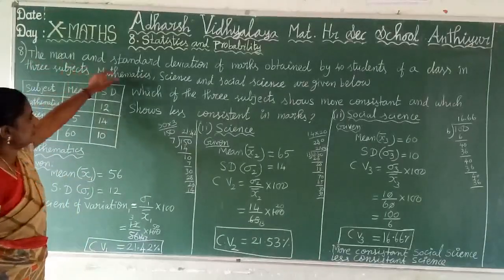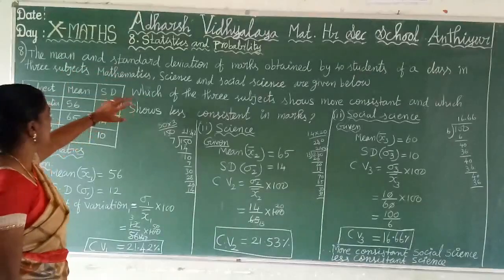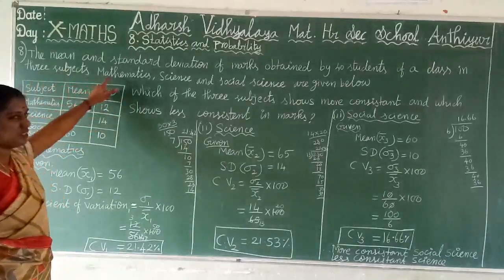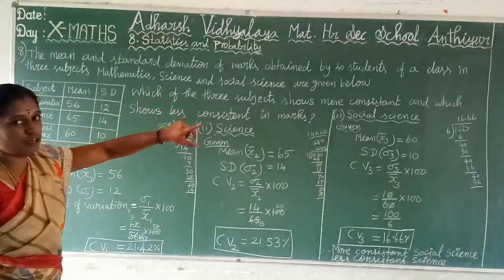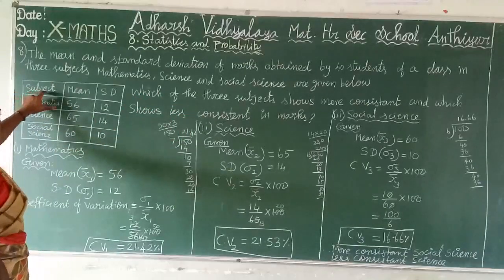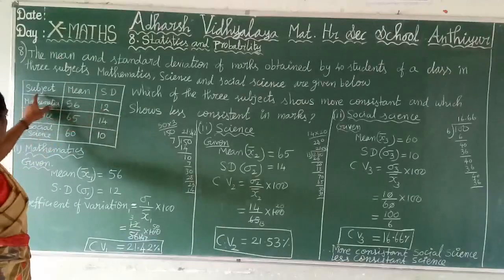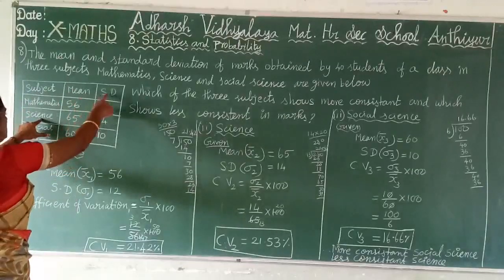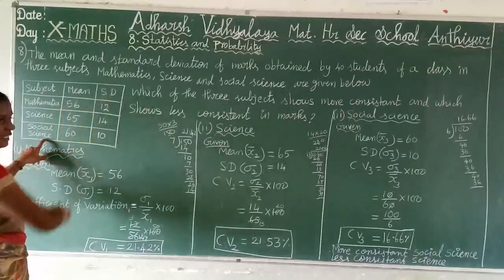Now we discuss question number 8. The mean and standard deviation of marks obtained by 40 students of a class in 3 subjects, mathematics, science and social science, are given below. The data: in maths, mean 56 and standard deviation 12; in science, mean 65 and standard deviation 14; and in social science, mean 60 and standard deviation 10.